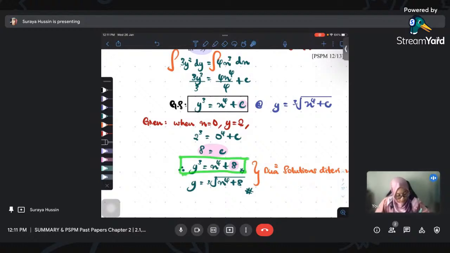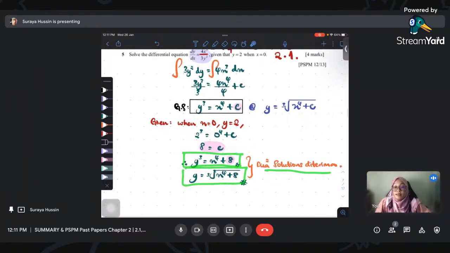Okay, ataupun yang ini. Dua-dua diterima. Dua-dua solutions diterima oleh pemeriksa. Up to the questions. I mean, kalau objective questions, pilihlah mana yang paling tepat. Okay.